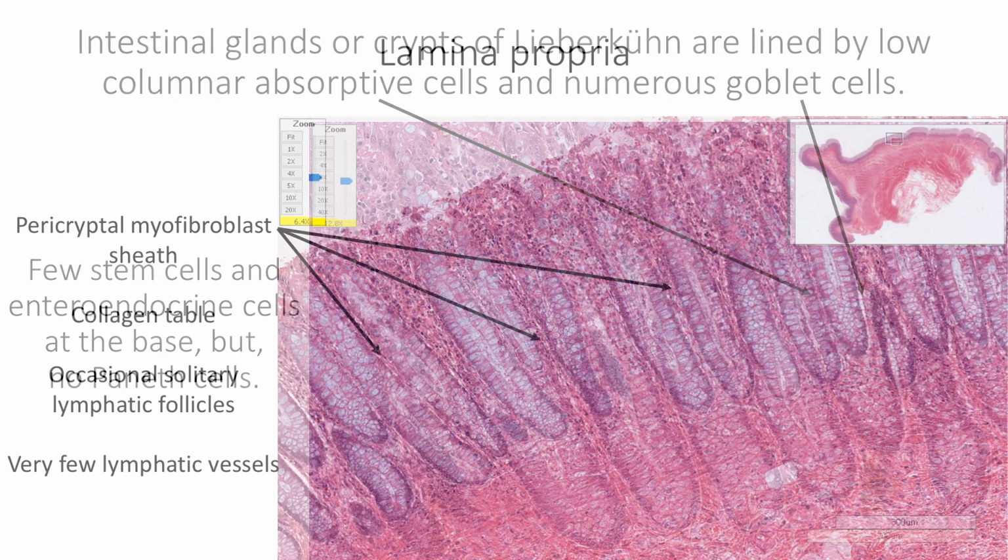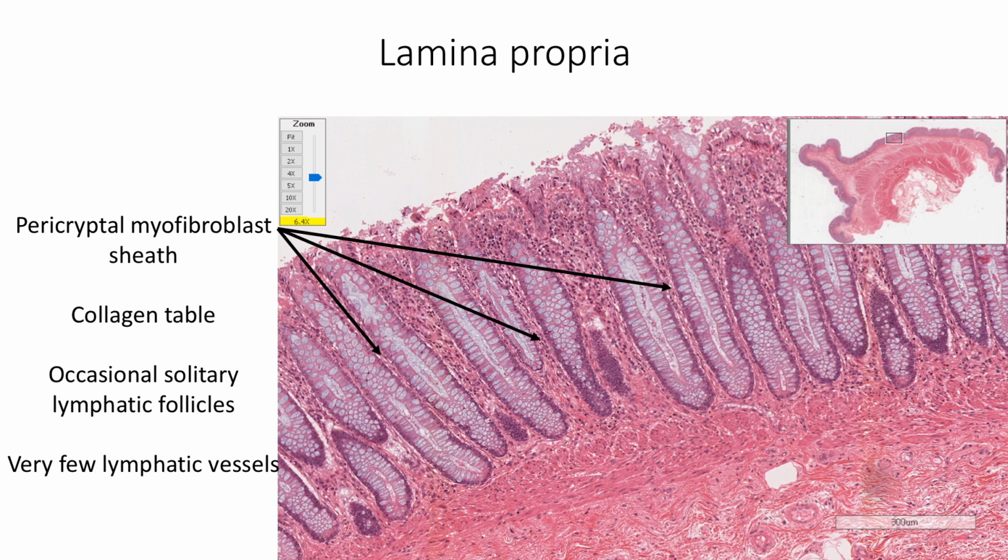Lamina propria is made of connective tissue, but in case of large intestine, it shows certain additional features. One, it shows the presence of pericryptal myofibroblast sheath around these intestinal glands, and these fibroblasts will differentiate into macrophages as they migrate towards the luminal surface.